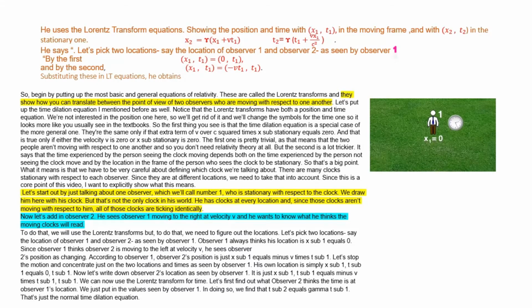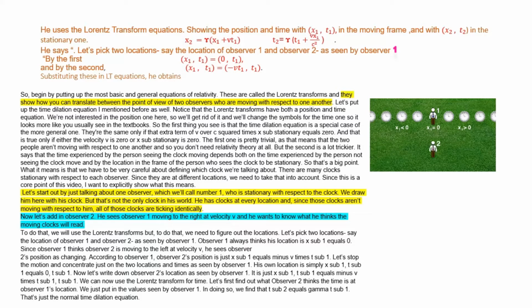Let's start out by just talking about one observer, which we'll call number 1, who is stationary with respect to the clock. We draw him here with his clock. But that's not the only clock in his world. He has clocks at every location, and since those clocks aren't moving with respect to him, all of those clocks are ticking identically.